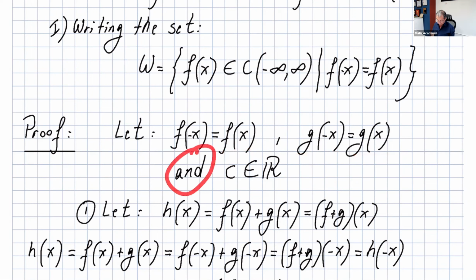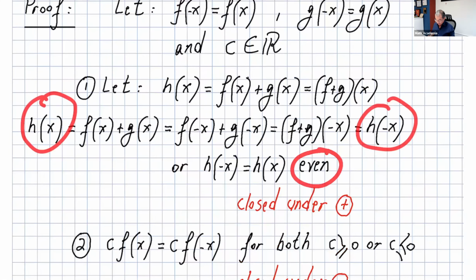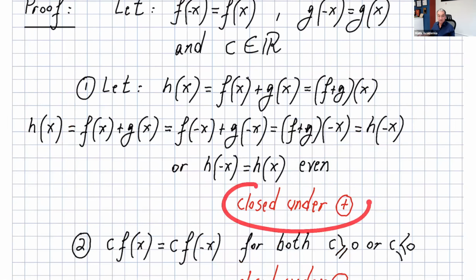And of course, our constant, or the scalar, which is a real number. Now, if I call h(x) equals f(x) plus g(x), that's f plus g of x, and I can write h(x) equals f(x) plus g(x). That's the same thing as saying f(-x) plus g(-x). That's f plus g of negative x, and that's h(-x). So h(x) equals h(-x). So h(x) is also even. So we know it's closed under vector addition.